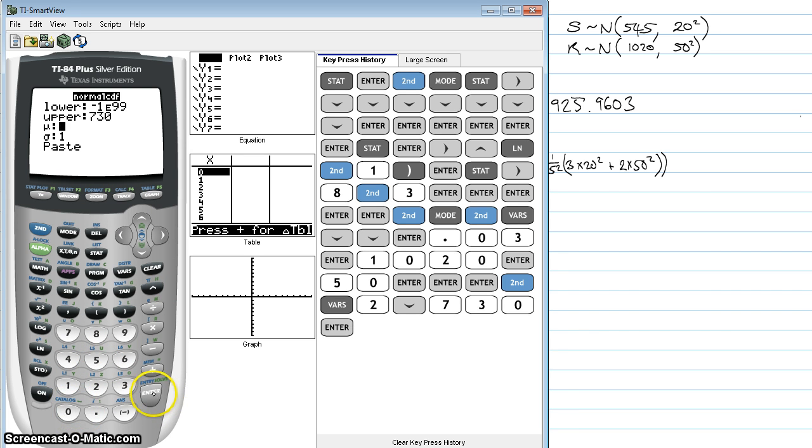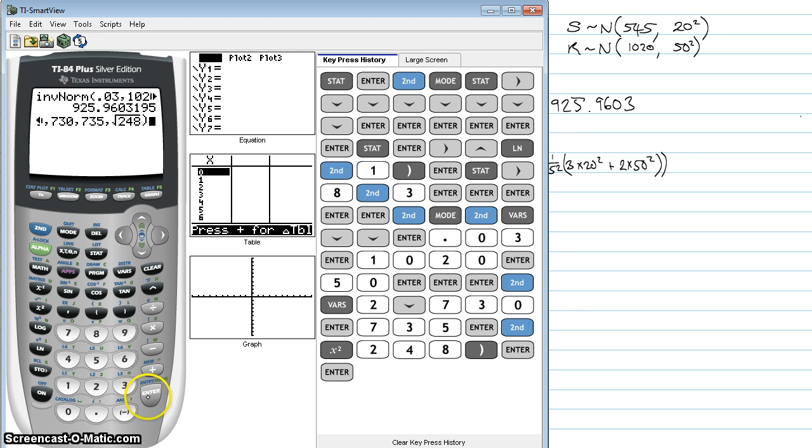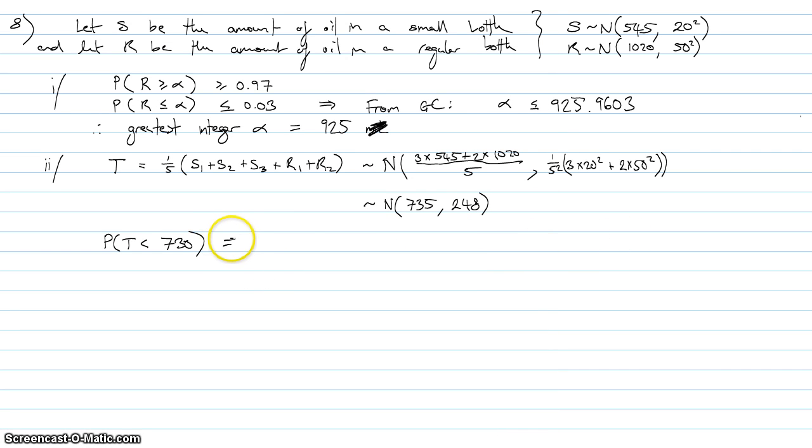730. And the mean was 735. And remember, this is the standard deviation, not the variance, so I take the square root of 248. And that gives me the answer, 0.375 to 3SF. So that's 3SF from GC.